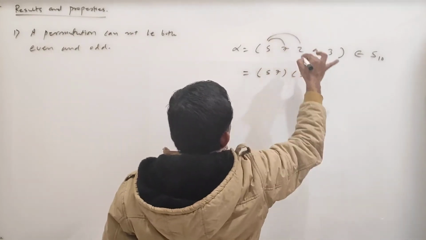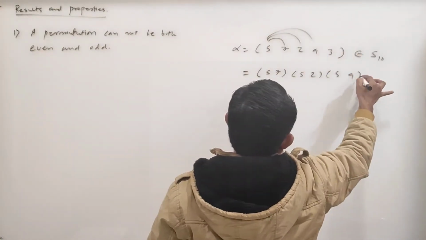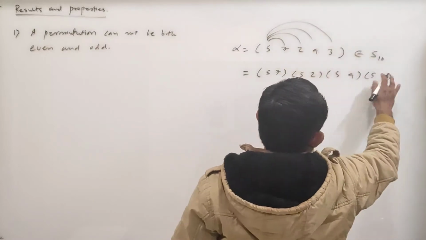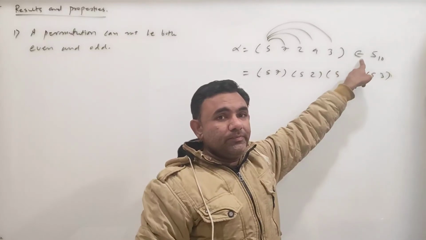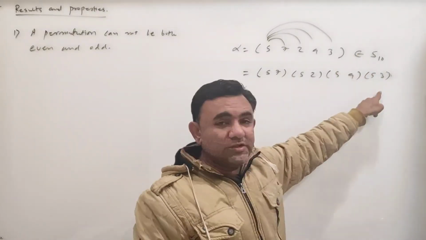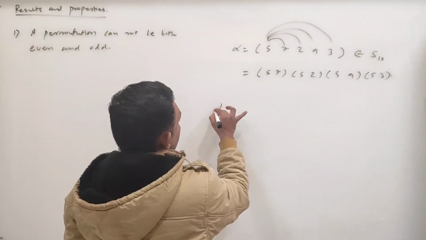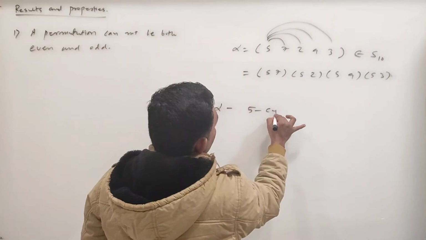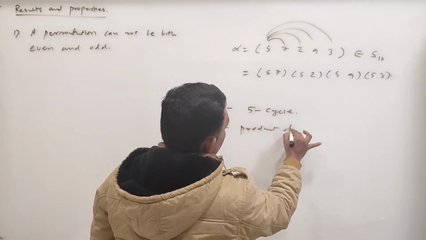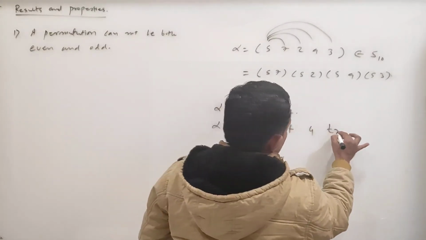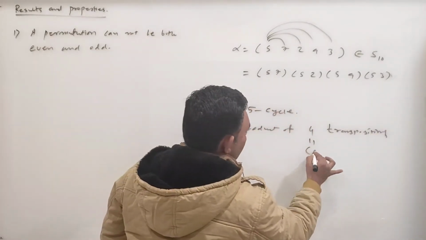5 7 5 2. You consider the pair like this 5 2, then 5 9, and then 5 3. ऐसा pair consider करो. So alpha is what? It is a cycle and it is a product of transposition. Alpha is a cycle of length 5. Alpha is what? It is a 5 cycle. And alpha is what? It is a product of 4 transposition. And 4 is what? It is 5 minus 1.